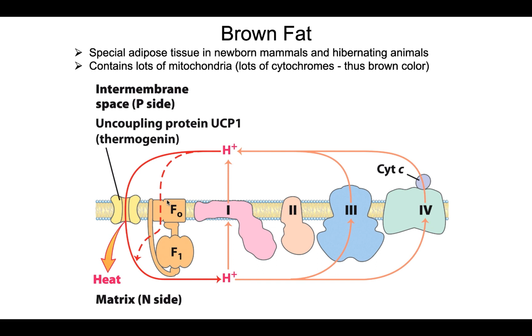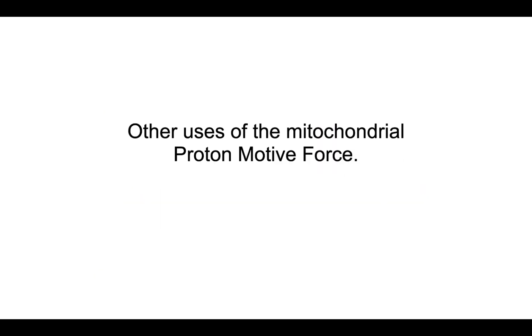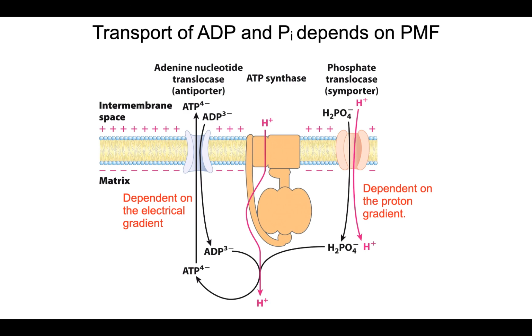Now, of course, ATP production in these cells will be a little less efficient than normal, but the upside is this heat source. So these are other ways in which the cell is using the energy inherent within this proton motive force to do work, to get things done within the cell.